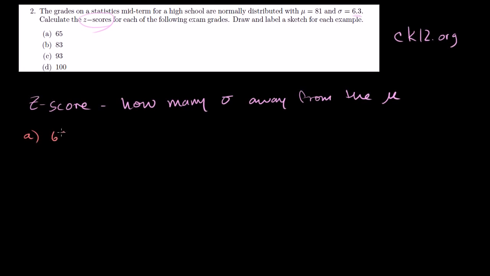So we have 65. First we can figure out how far 65 is from the mean. Let me draw one chart here that we could use the entire time. If this is our distribution, we have a mean of 81, and a standard deviation of 6.3. They're telling us that it's normally distributed, so I can draw a bell curve here. That's as good a bell curve as I'm capable of drawing.